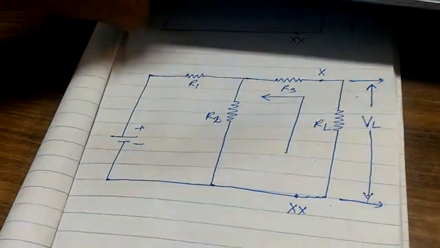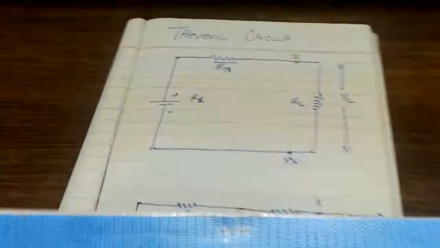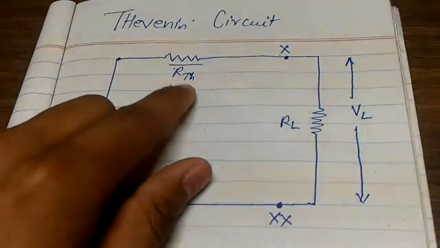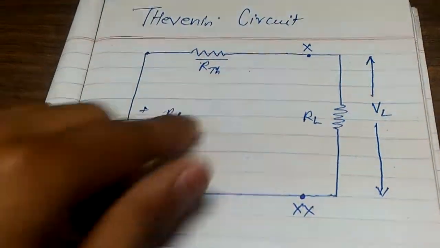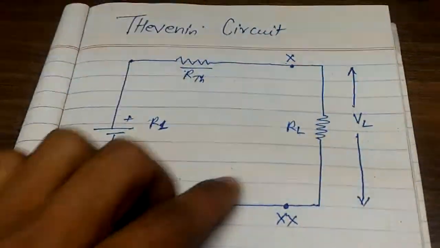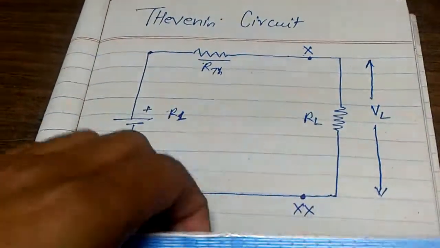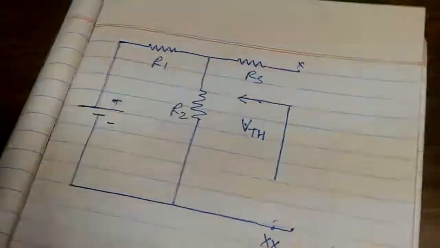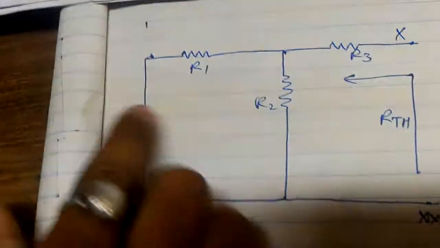After applying the Thevenin theorem, our circuit is going to look like this. Here is the Thevenin resistance RTH, the voltage source VTH in the Thevenin circuit, and the load resistance. So first we have to make the circuit like this, and here you can see.